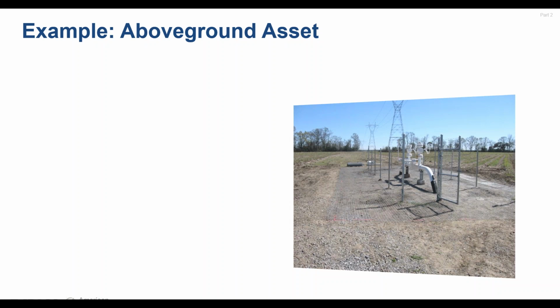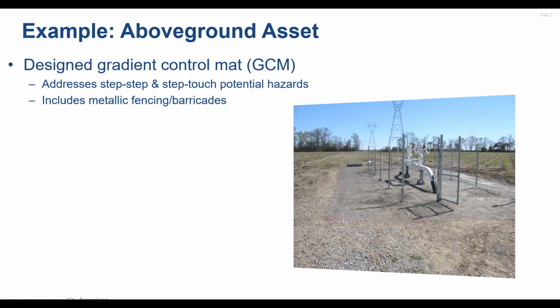But as you design these gradient control mats, understand that we have to extend the gradient control mats outside that footprint, because you see, as you approach that gate, as so many of us do, and you reach down to grab the lock and unlock that gate, you want to know that you're already on that gradient control mat. So the gradient control mat designs become much more targeted, and we're able to incorporate protection for step and touch potential hazards, and we're going to include that chain link fence, those fence posts, and any other barricades that might be there in that gradient control mat system.